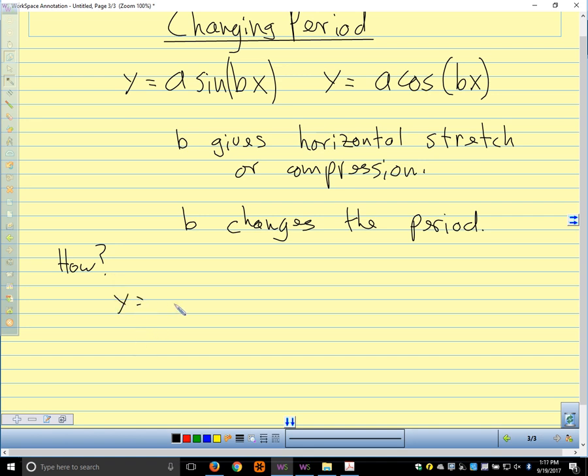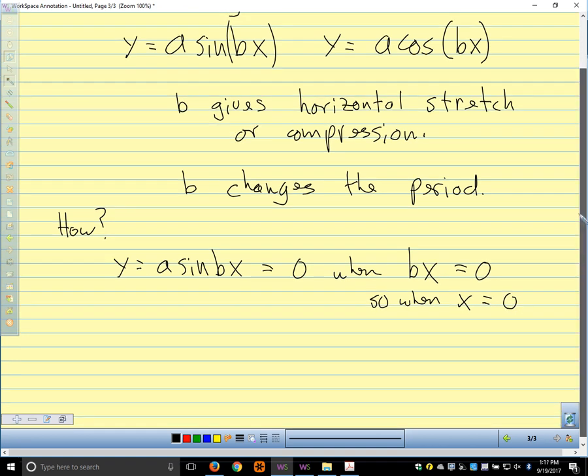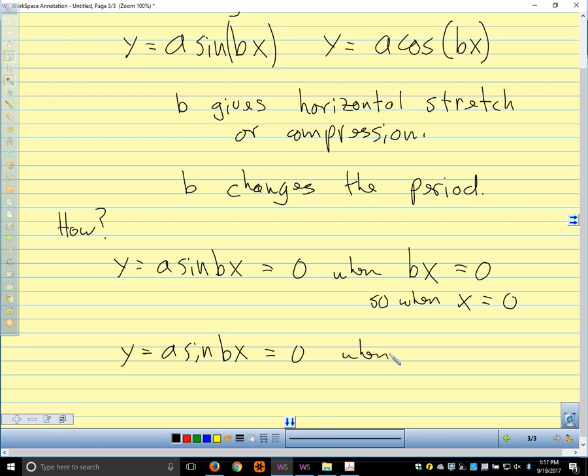So I'm going to say y equals a sine bx equals 0 when bx equals 0. The sine of 0 is 0. I'm saying b is not 0. So when x equals 0, a sine bx equals 0. And we're going to say y equals a sine bx equals 0 when this whole thing, bx, equals 2 pi.